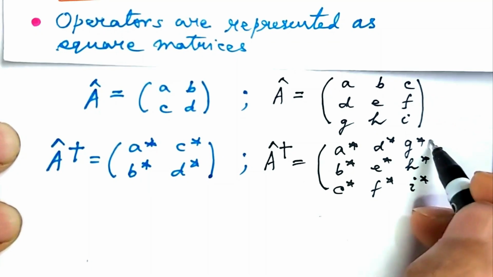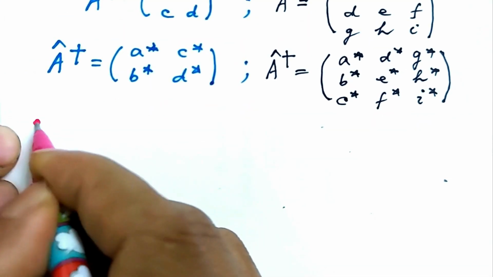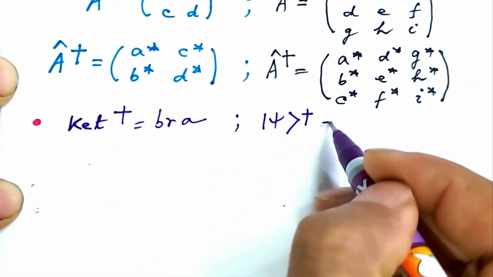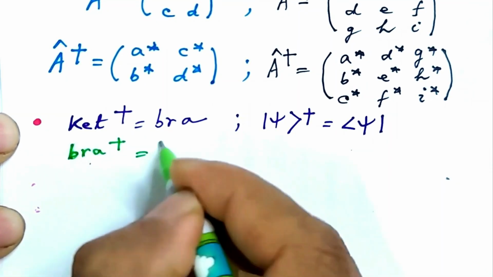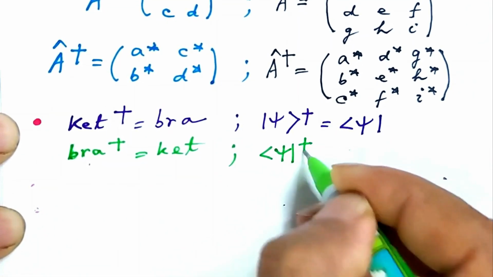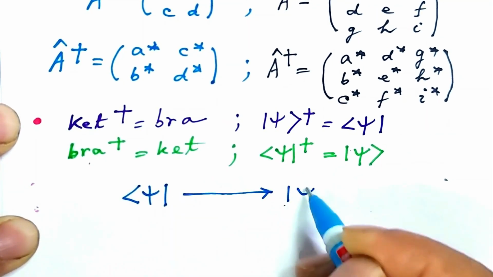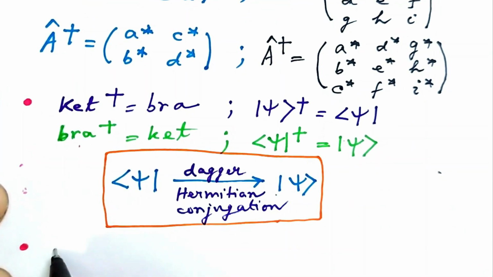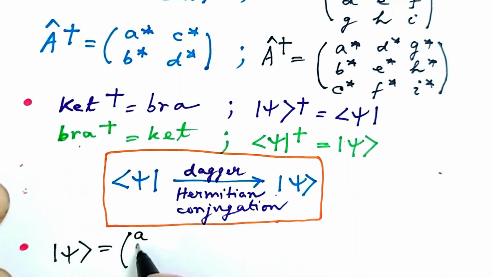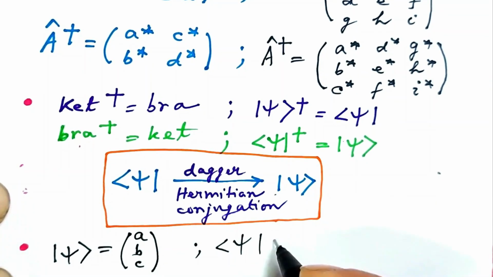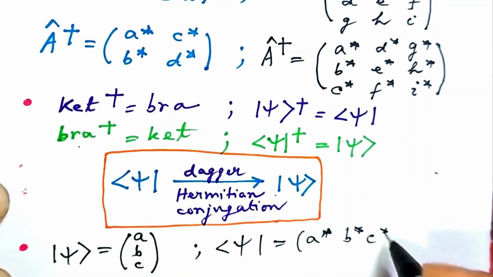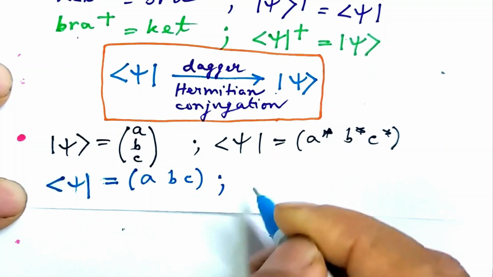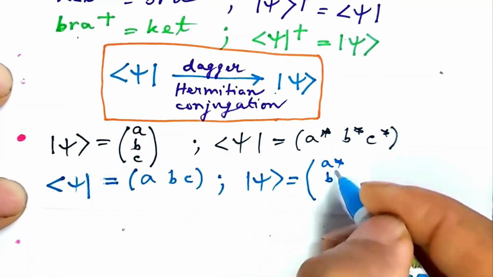We emphasized that ket dagger is bra and ket psi dagger is bra psi. Also bra dagger is ket and so bra psi dagger is ket psi. Clearly bra psi and ket psi are related through Hermitian conjugation. If ket psi is a column matrix A, B, C, then bra psi is a row matrix A star, B star, C star. If bra psi is a row matrix A, B, C, then ket psi is a column matrix A star, B star, C star.